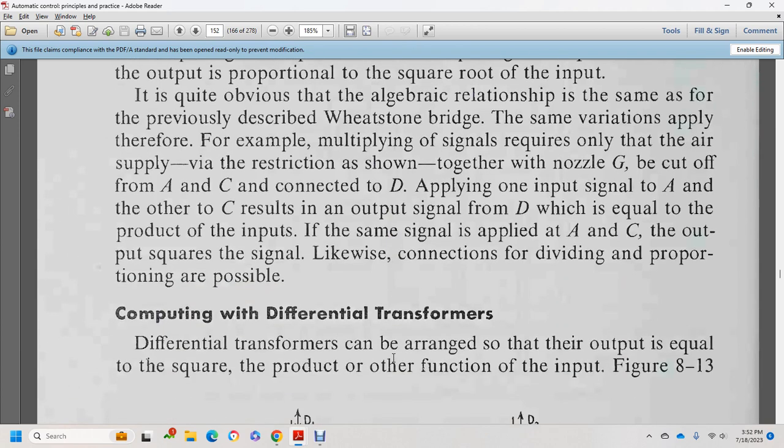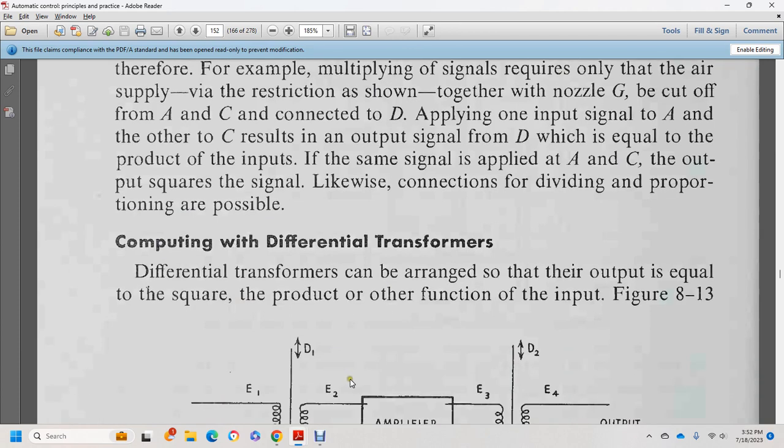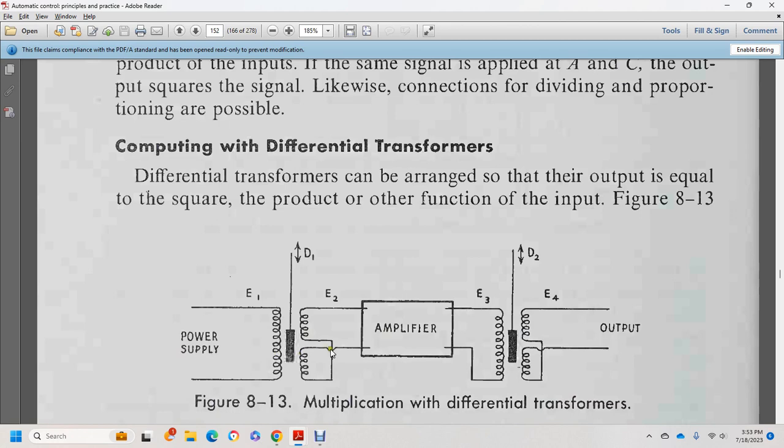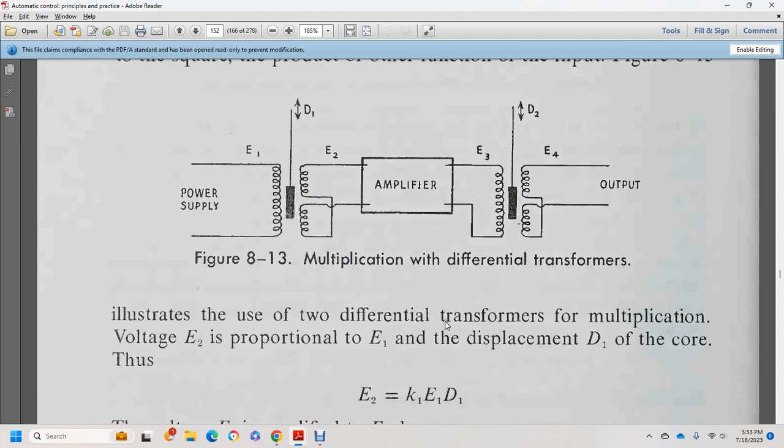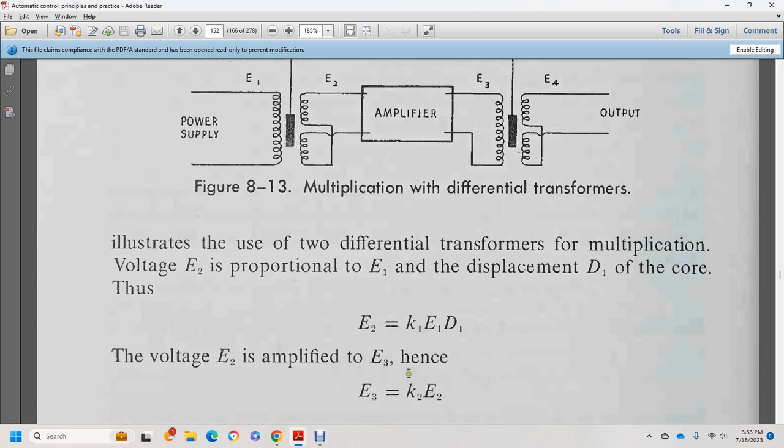The controlling differential transformer can be arranged so that the output is equal to the square of the product with the other function input. They show the power supply amplifier and E and voltages E2, E3, and E4, and D1 and D2. Illustrated with the two differential transformers where voltage E2 is proportional to E1, the displacement of the core is thus D1. So voltage 2 is equal to K1 times voltage 1 times D1.